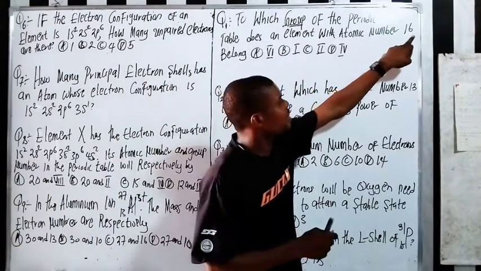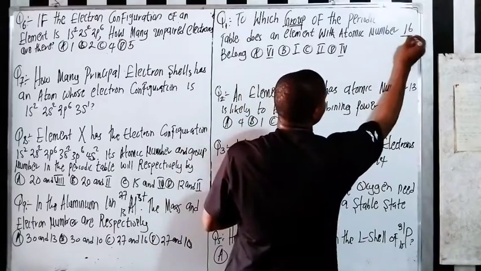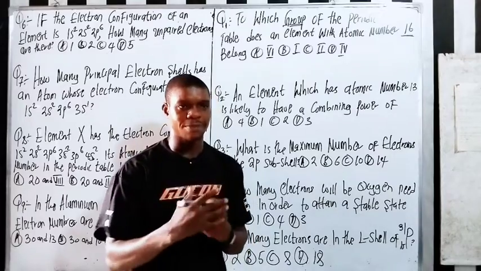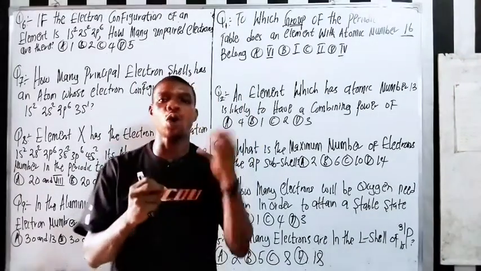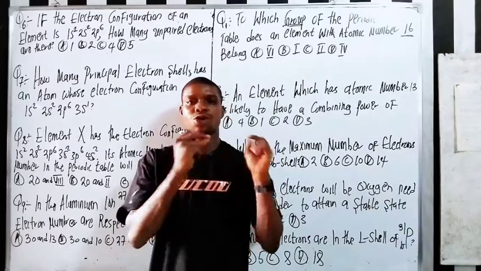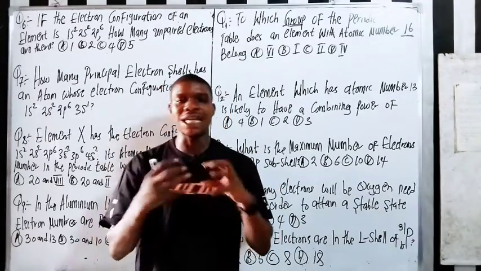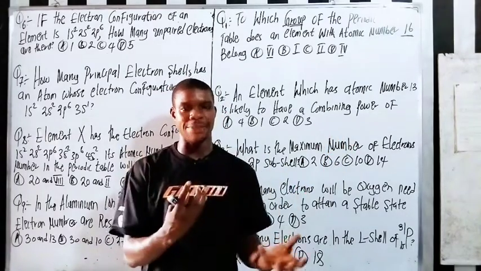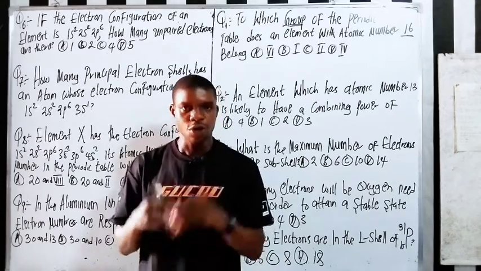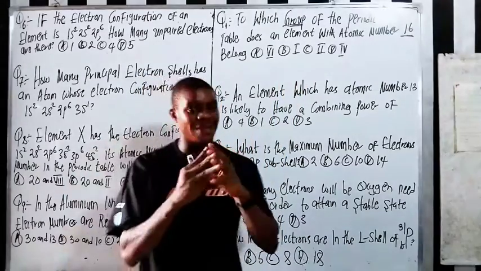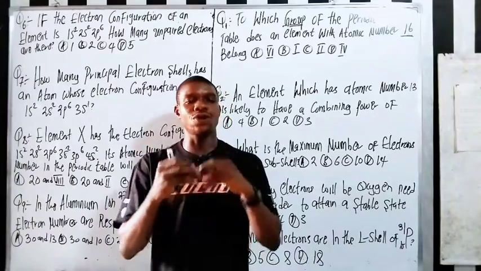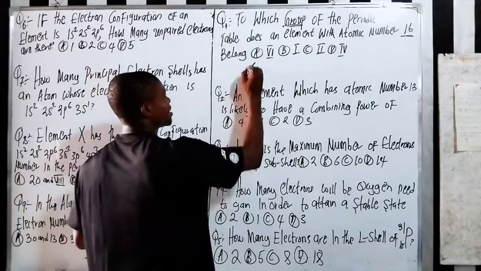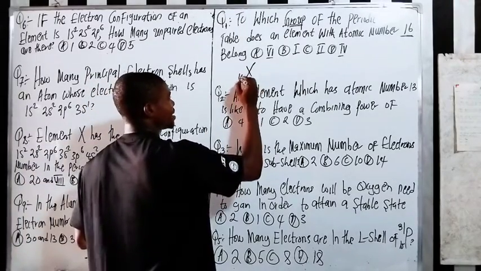Once I've been given the atomic number, the first thing to do is to write out the electronic configuration. For the sake of this question, we are going to use the old electronic configuration, which is 2, 8, 8, 2. Majority of the questions you're going to see in your exam are going to be for the first 20 elements, from hydrogen to calcium. So when a question like this is asked, what you want to do is use the old electronic configuration. So let's say the element is X with atomic number 16.